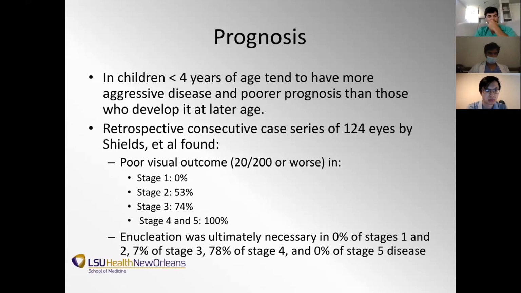So prognosis: children who present with this disease before the age of 4 tend to have a more aggressive disease course and poorer prognosis than those who are found to have it at a later age.